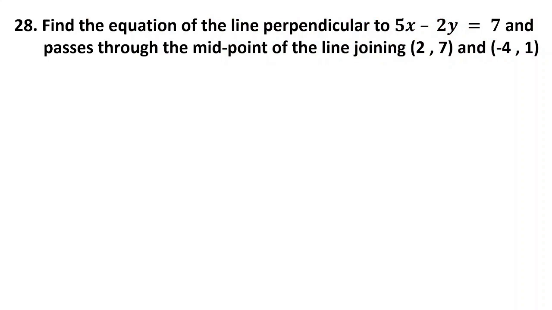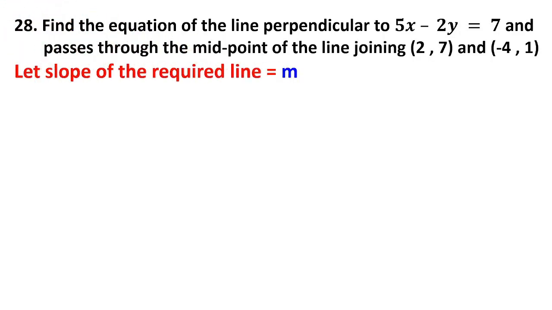Find the equation of the line perpendicular to the given line and passing through the midpoint of the line segment. Therefore, the perpendicularity condition is given to get the slope, and the point is given in terms of midpoint. Let us check the slope of the required line as m, and the given line is 5x minus 2y is equal to 7. Let us try to get the slope of this line.